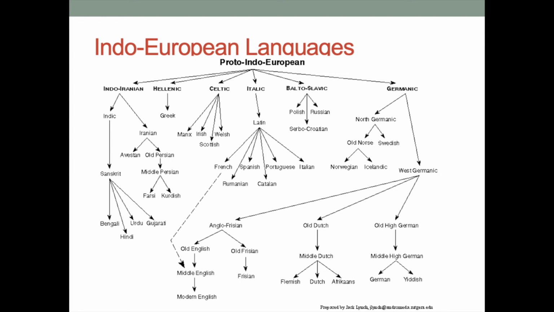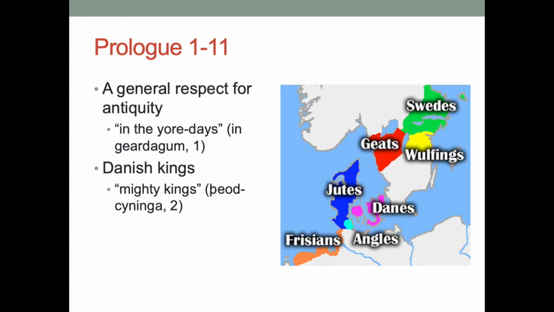And you can see these squarely on the right side of the map under the Germanic family tree branch of the Proto-Indo-European big tree that we talked about in the last video. But now that we're situated with respect to the characters and the peoples talked about in the text, let's start talking about the prologue, which is lines 1 through 11.